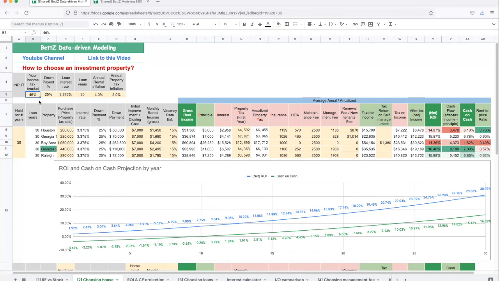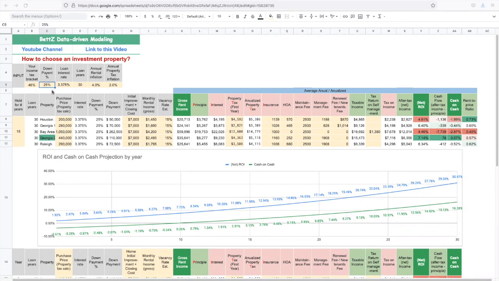Next, down payment rate. Usually for investment properties, the lowest we can get is 25%. Besides, as concluded in my previous video, we should maximize LTV or minimize down payment. And the next one is the lowest loan interest rate you can get by shopping around. Next is loan years. I use 30 to start with as the most common one, as well as to maximize our cash flow.